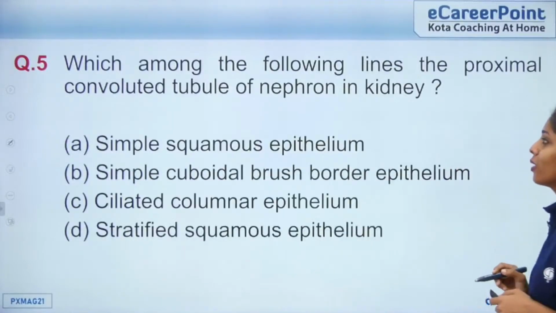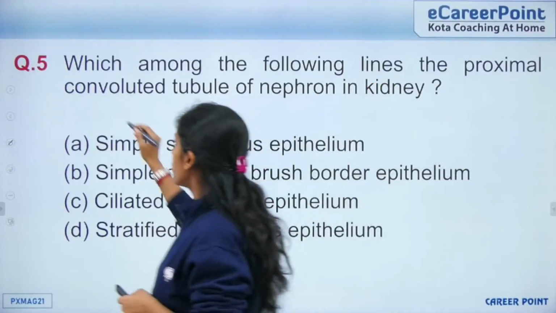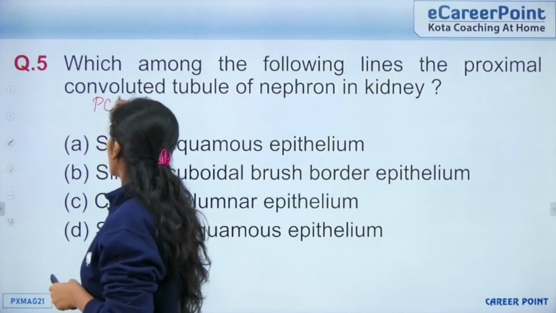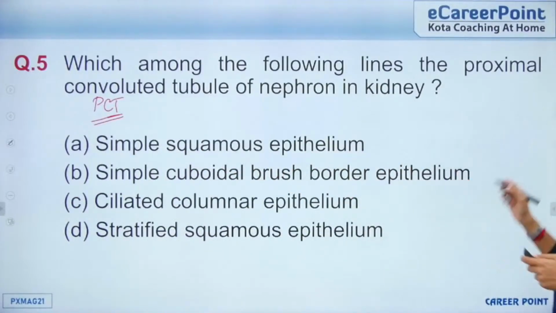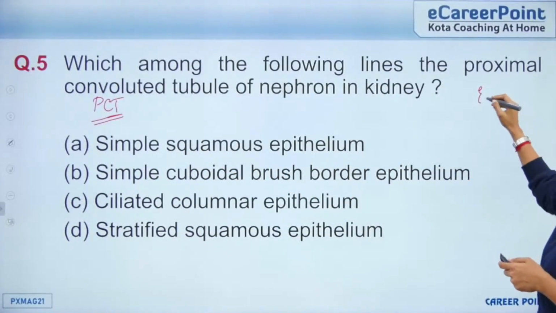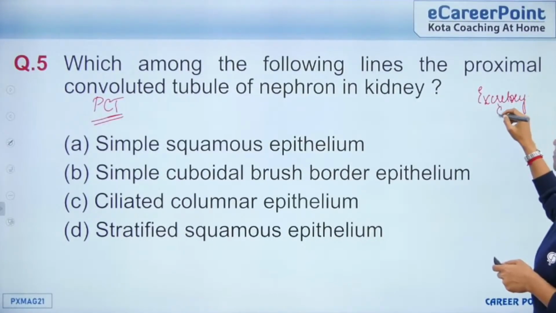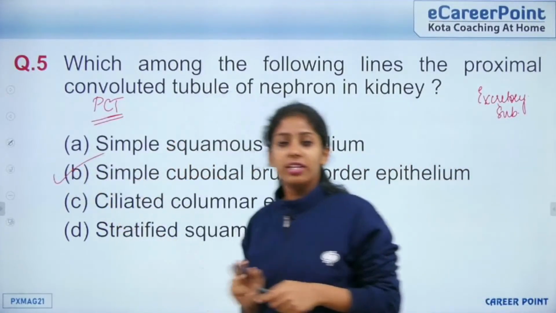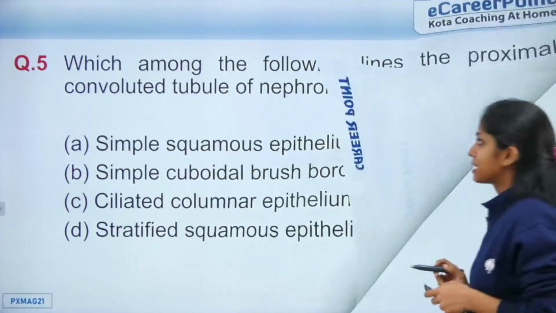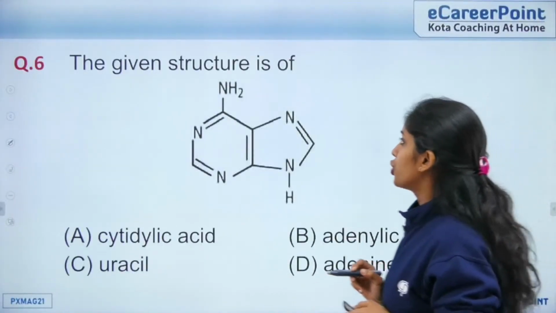Which among the following lines the proximal convoluted tubule of the nephron in your kidney? That is PCT. Which of the following tissues lines your PCT? This is from human physiology, excretory products and their elimination. Okay, so this is done by simple cuboidal brush border epithelial cells. Question 6, I have a figure. The given structure is of what?